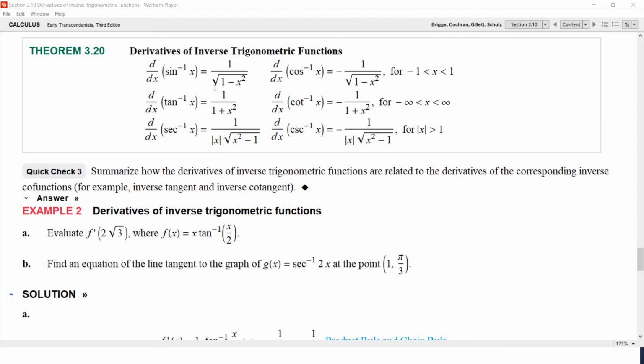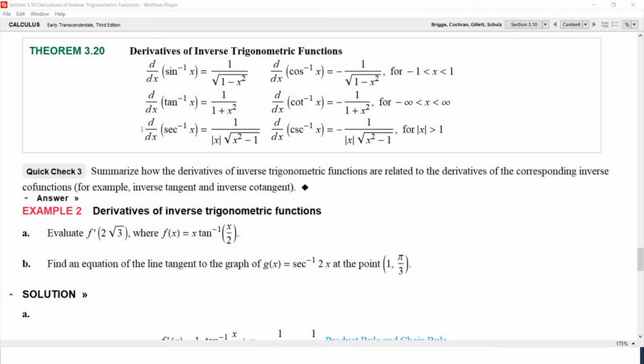Now the derivative of arctangent is 1 over 1 plus x squared. You can see the derivative of arccotangent is very similar except it has a minus sign in front. In this case, it's true for all x values.